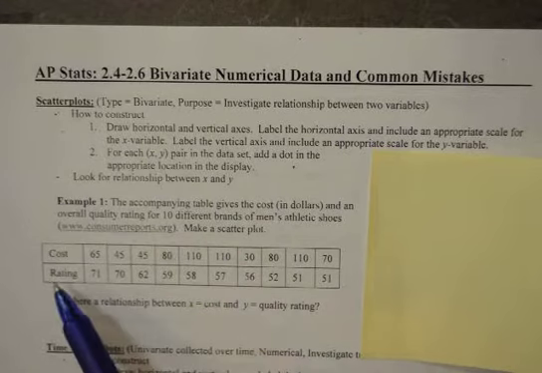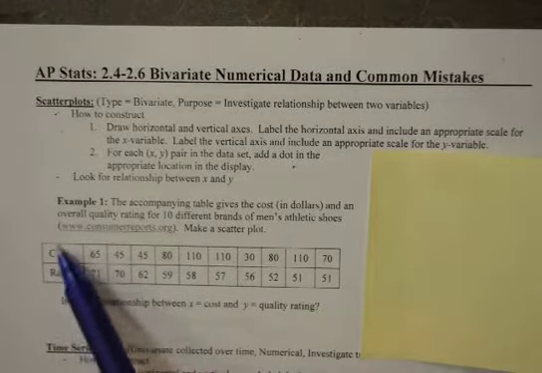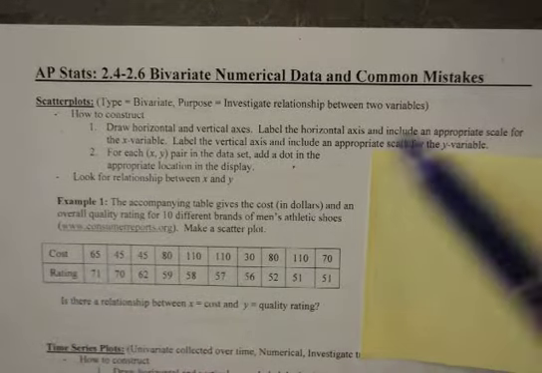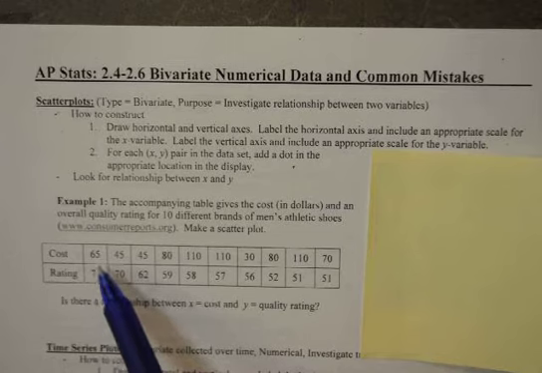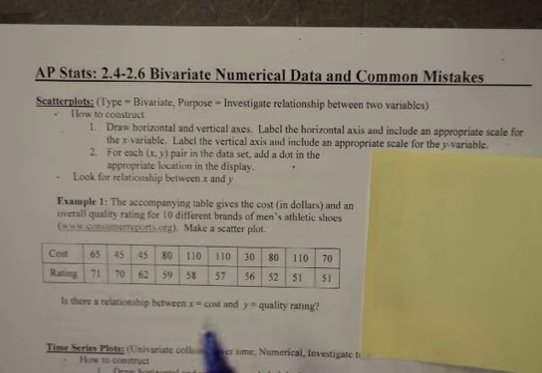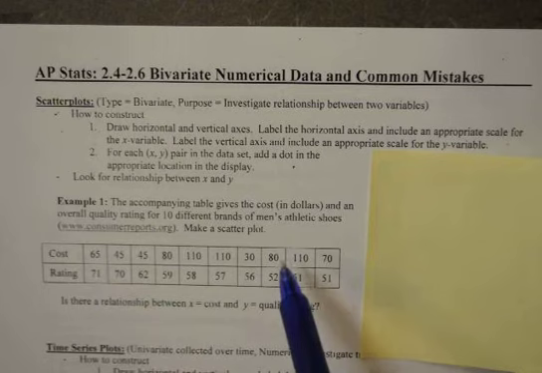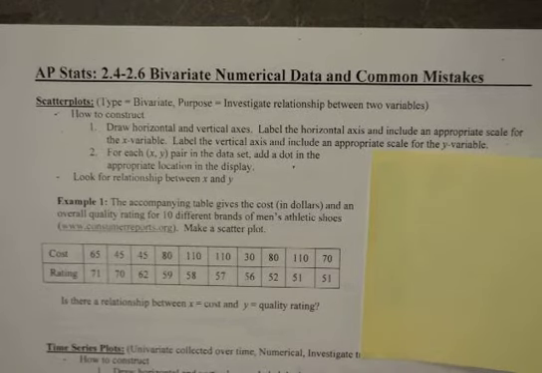Here's an example. This is cost of shoe versus rating of the shoe. Would you expect there to be a correlation, which is the correct word here, between the cost and the rating? I would say probably. You'd probably say the more the shoe costs, the higher the rating. So that would be called a positive correlation, as in x increases, and so y increases. As cost increases, quality increases. So you'd think there'd be a correlation there.